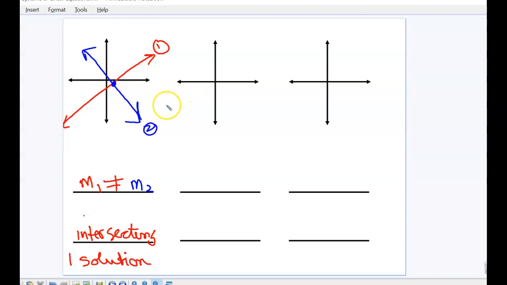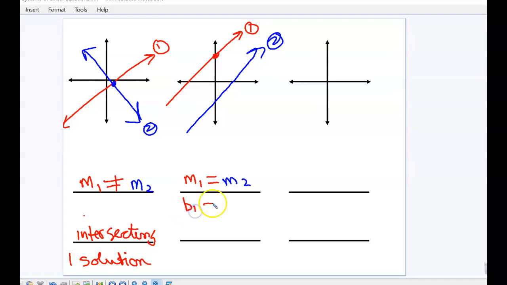Now, another possibility is we could have line 1 like that, and we could have line 2 like that, and these two lines are parallel. They have the same slope, so M1 equals M2, but the y-intercepts are different. As you can see, the y-intercept of the red line is up there, and the y-intercept of the blue line is down there. So the y-intercepts are not equal, but the slopes are, and we call these lines parallel. They have no solutions because they never cross.